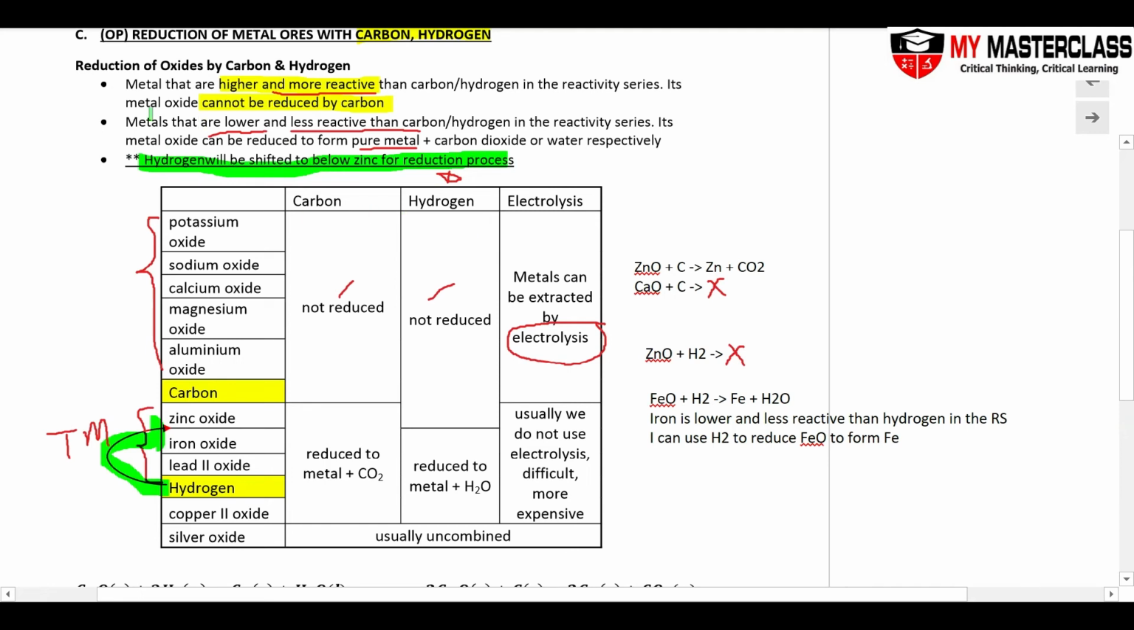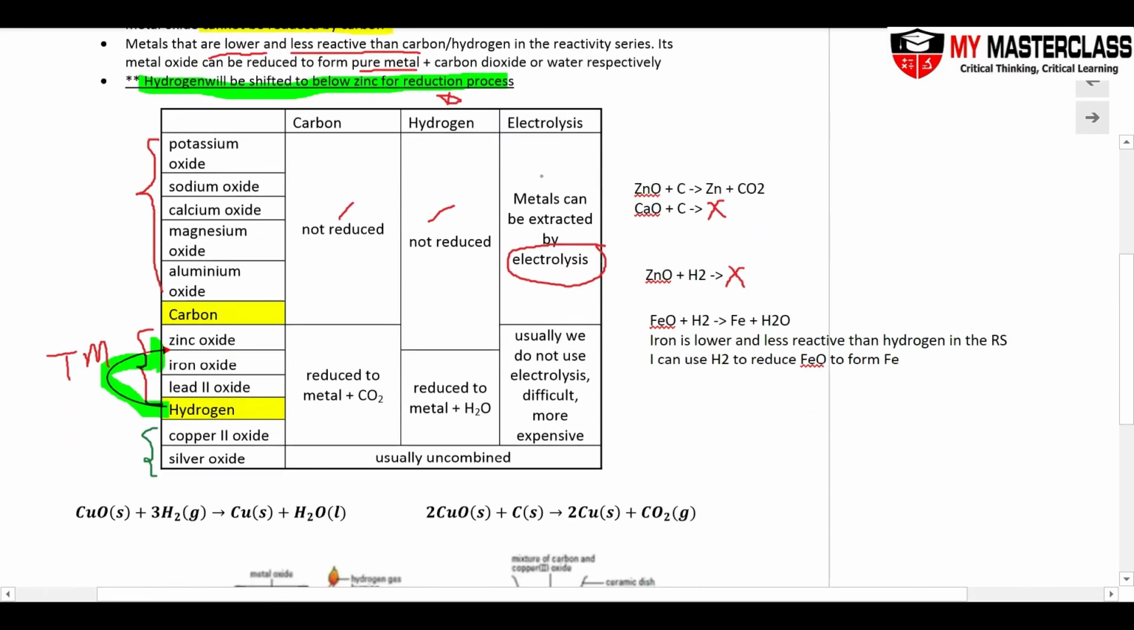We talked about the group 1 and group 2 metals, and we also talked about the transition metals. Please remember that generally copper and silver are unreactive, so they are usually uncombined in the natural state. For zinc, iron, lead, and copper and silver oxide, if they exist as oxides, I can also use electrolysis. But we do not do this because it is difficult to set up and more expensive.